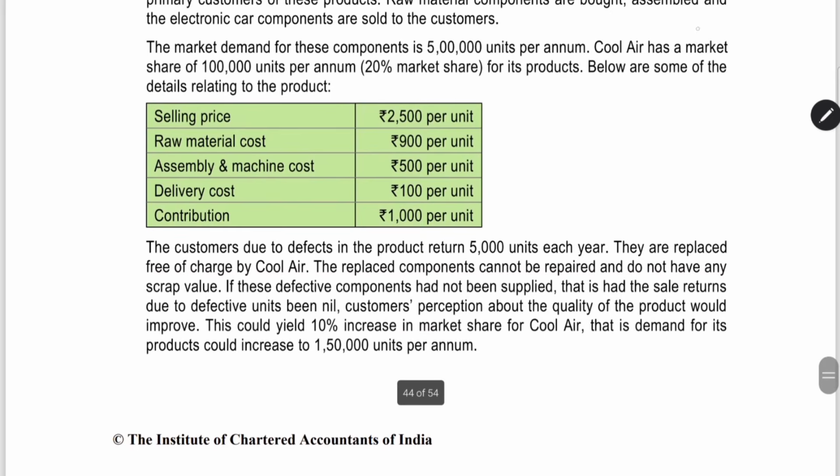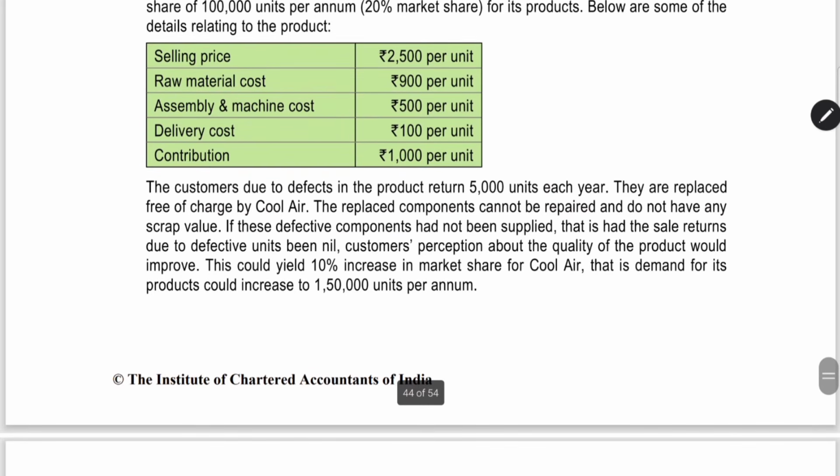Now, this is the cost data for the product. Selling price, raw material cost, assembly cost, delivery cost, contribution, everything they have given. Now, they have given an important paragraph. Customers, due to defects in the product, return 5,000 units each year. Every year you are selling 1 lakh units. Out of that, 5,000 come back as sales returns because of defects in the product. They are replaced free of charge by Cool Air. You have a free replacement policy also. The replaced components cannot be repaired. You do not have any scrap value also for that.